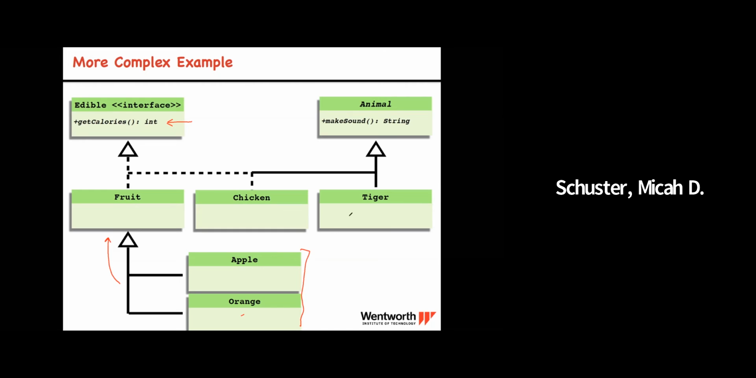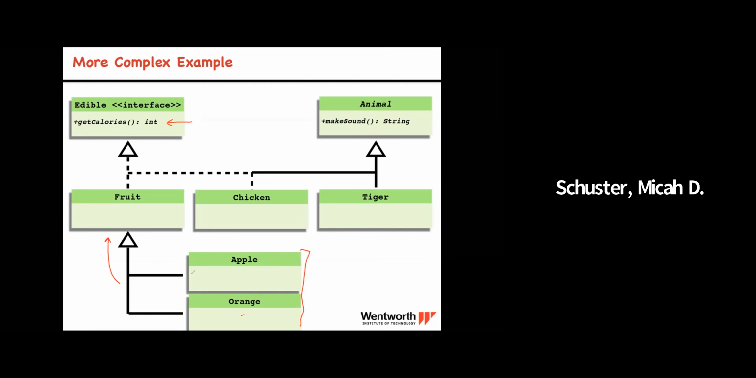Now, a chicken and a tiger are animals. They're not fruits. They're animals. So these would have this inheritance relationship up to animal. An animal would probably be abstract, just like our pet class, and might have something like make sound. So a similar sort of thing to pet. Now, typically, we don't think of a tiger as being edible. But a chicken, you could think of a chicken as being edible. So tiger would not implement edible, but chicken could.